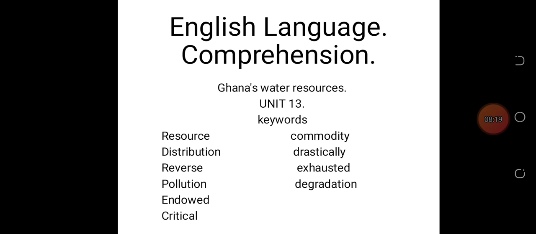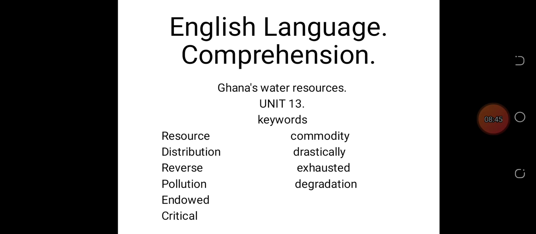Very good. Then when we talk about degradation, it is the act or process of damaging something. The act of damaging or destroying something. That is degradation. Very good.